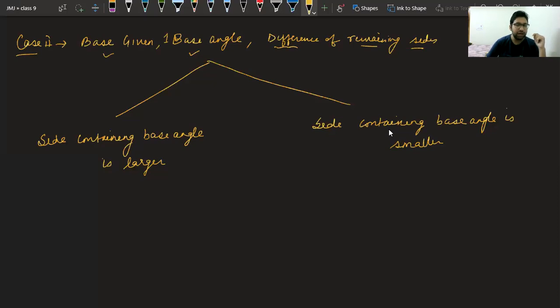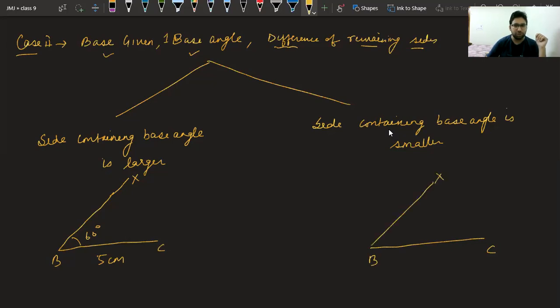Now let us see. Suppose you have a triangle in which a side BC is given to you as whatever it is, suppose 5 centimeter. Angle B is given to you like this. Suppose this is 60 degree. Okay, so they both are same. Class, are you able to understand? These both are same. We have drawn angle CBX.